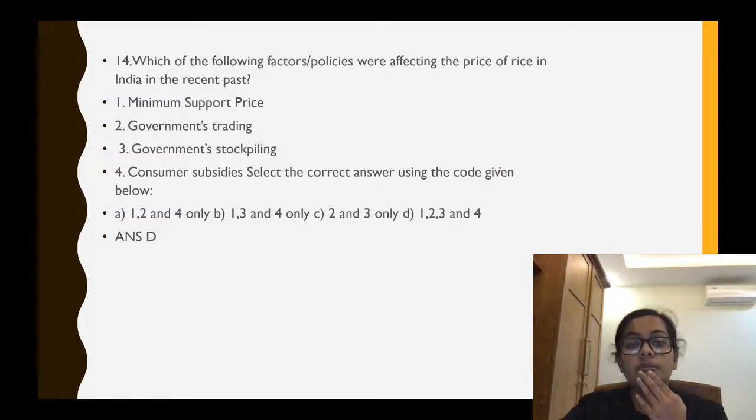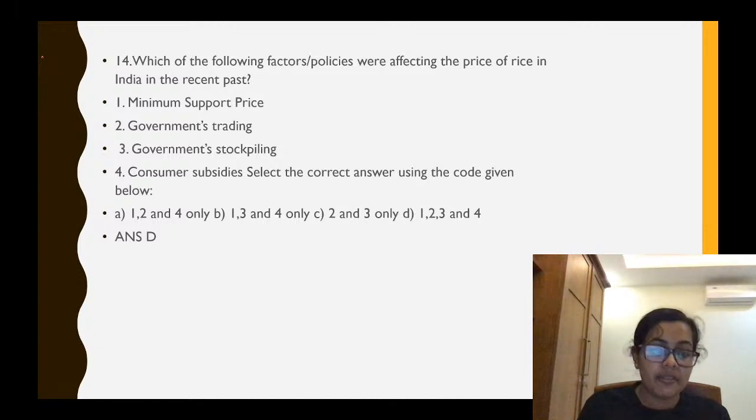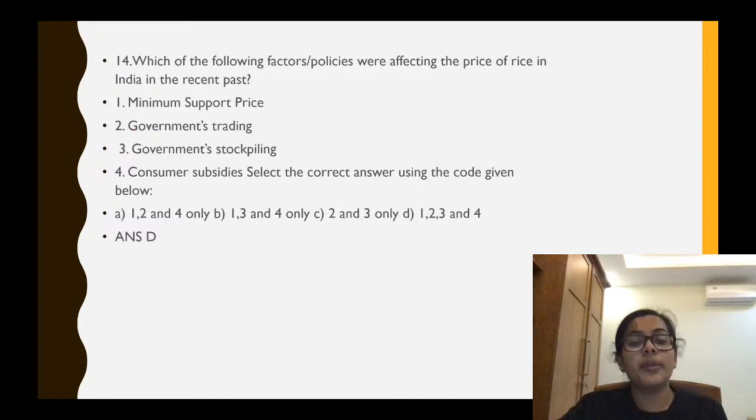The next question was from 2019. Which of the following factors are possibly affecting the price of rice in India: fall in support price, government trading policies, government stockpiling, consumer subsidies? Which are responsible for the hike in price? What is the answer? The answer is D. Everything is a reason: falling support price, the government's trading policies, stockpiling, and consumer subsidy. All are affecting the price of rice in India. So the answer is D. Nothing much, a direct question and direct answer.